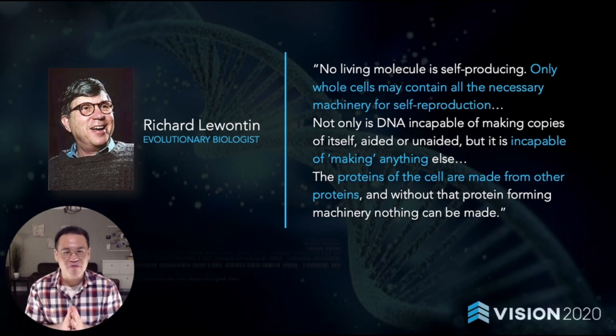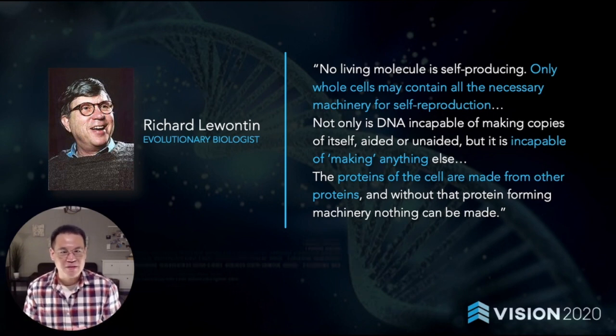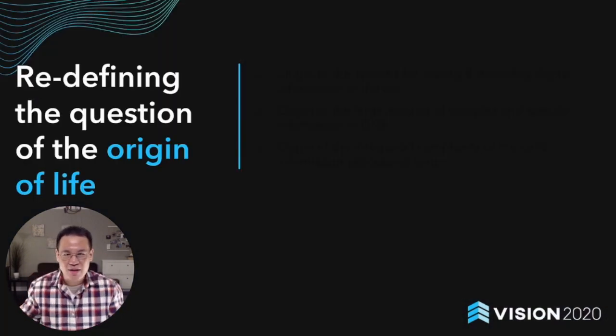And Richard Lewontin framed the problem in this way. He said, "No living molecule is self-producing. Only whole cells may contain all the necessary machinery for self-reproduction. Not only is DNA incapable of making copies of itself, aided or unaided, but it's incapable of making anything else. The proteins of the cell are made from other proteins, and without that protein-forming machinery, nothing can be made." And so how did all this come about?